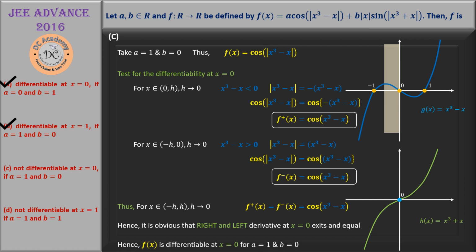0 when a is equal to 1 and b equal to 0, and that's why the statement that this particular function is not differentiable at 0 is a false statement. So that's why option C is not correct.